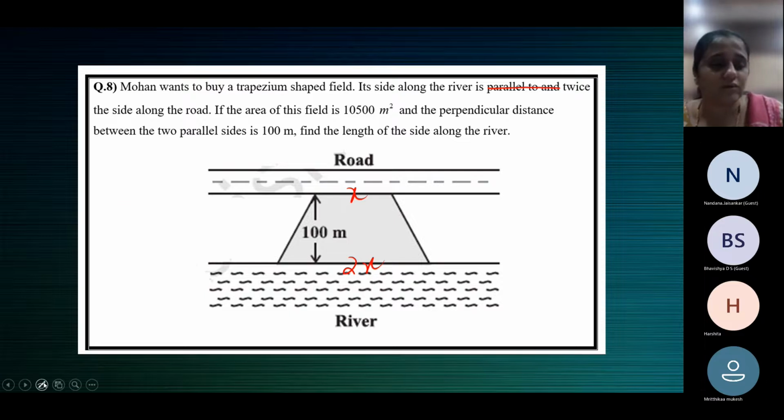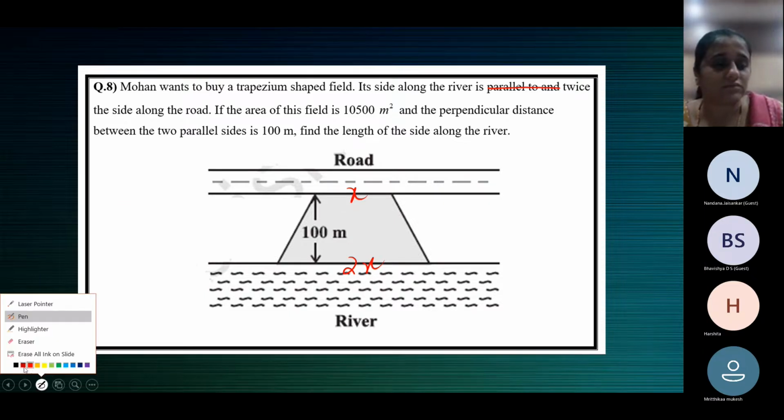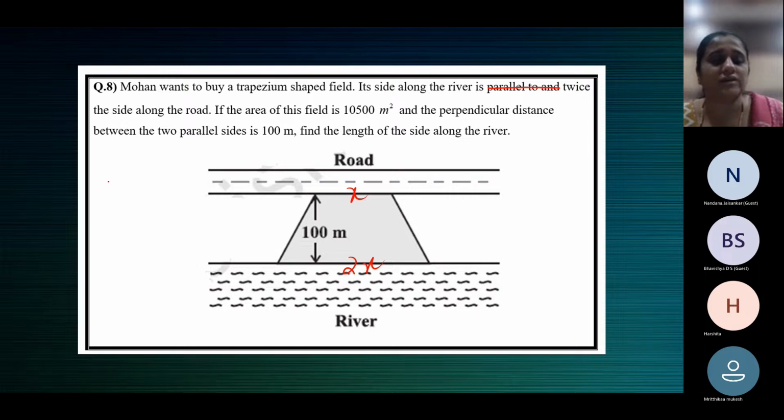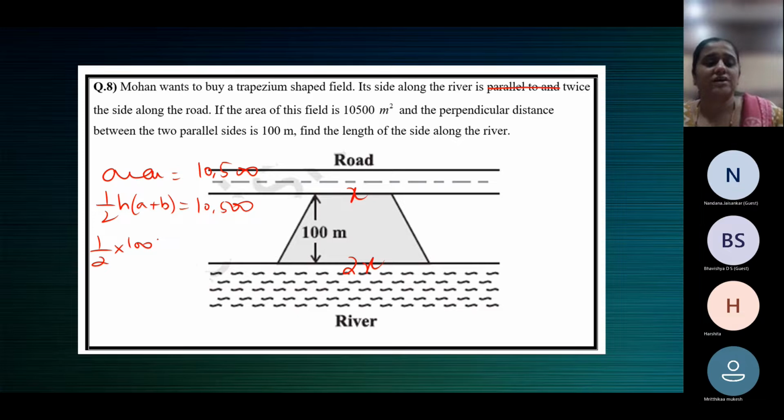So now what do we know? We know that area is equal to 10,500 meters square. Half h into a plus b is equal to 10,500. Don't write now. It's given that h is 100, so half into 100 into a plus b, x plus 2x, is equal to 10,500. So we need to solve this and find the value of x.